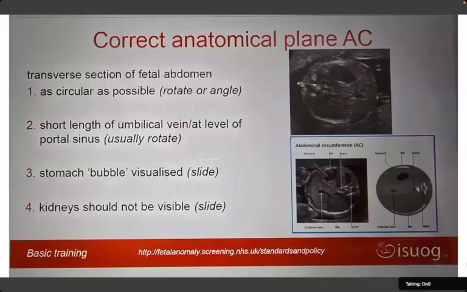The correct anatomical plane for the AC measurements usually is a transverse section of the fetal abdomen. We should visualize the stomach bubble, and the kidney should not be visible, and there should be ribs visible on either end of the ellipse that we bring out for the abdominal circumference.